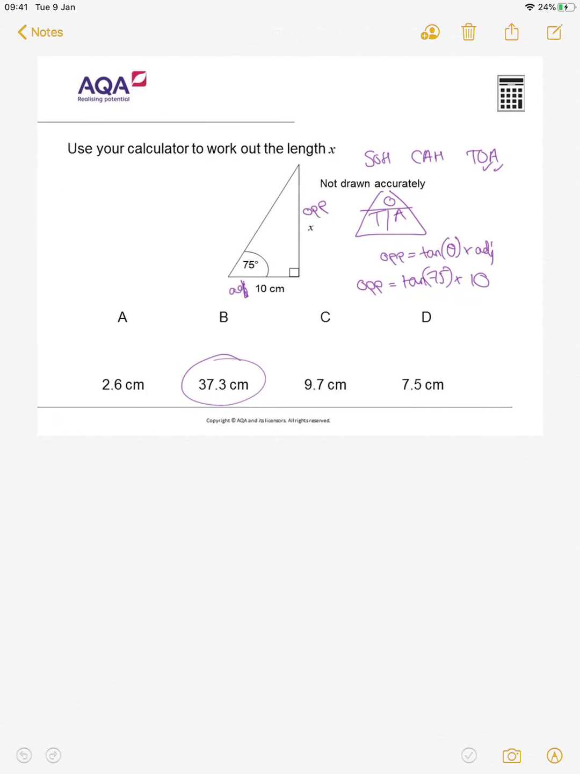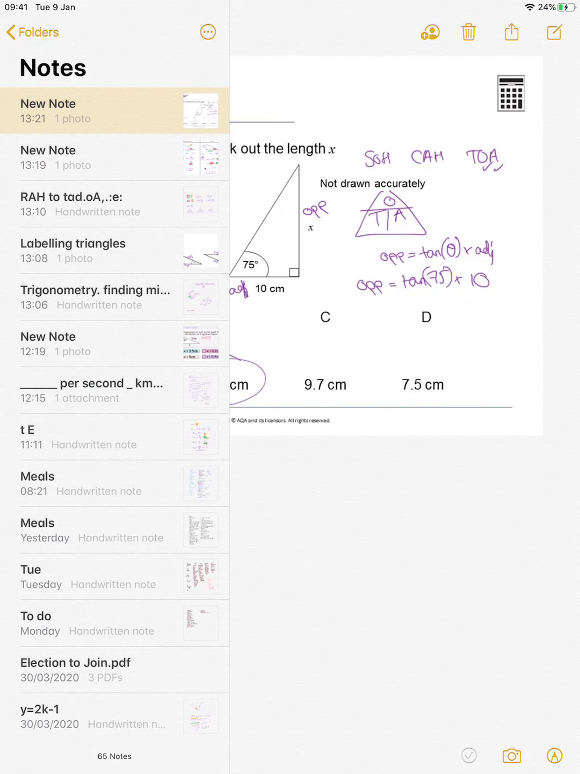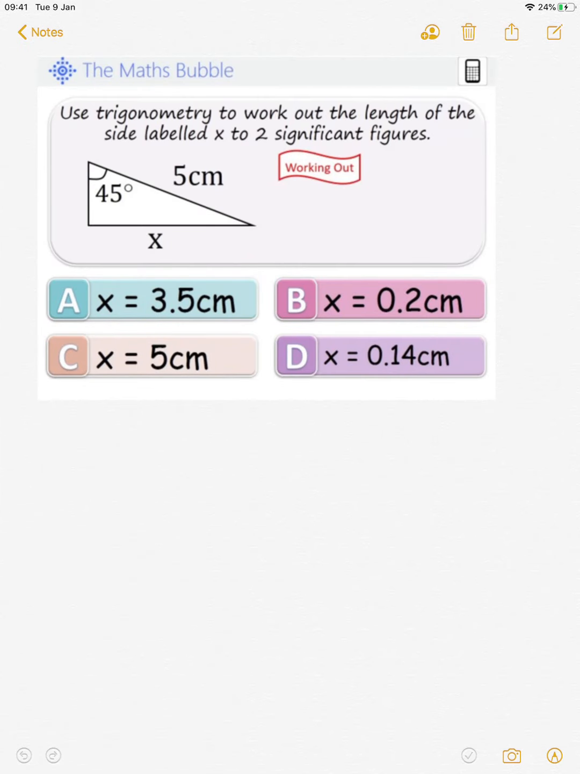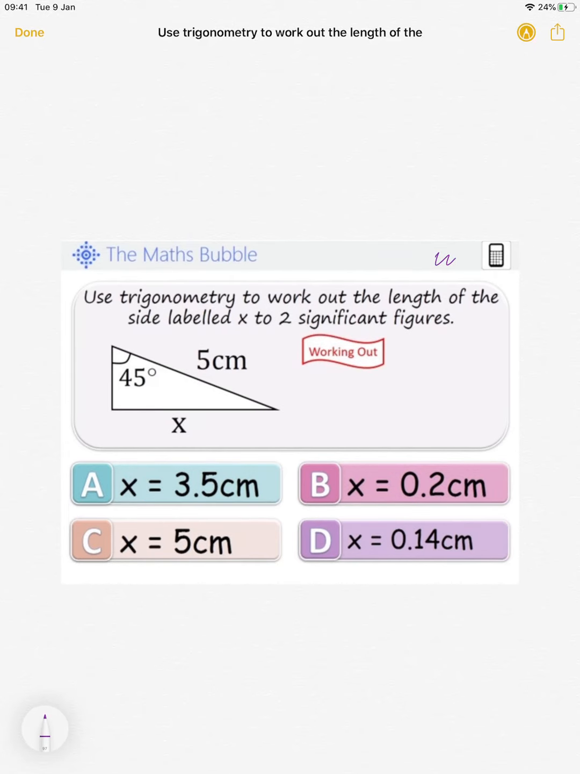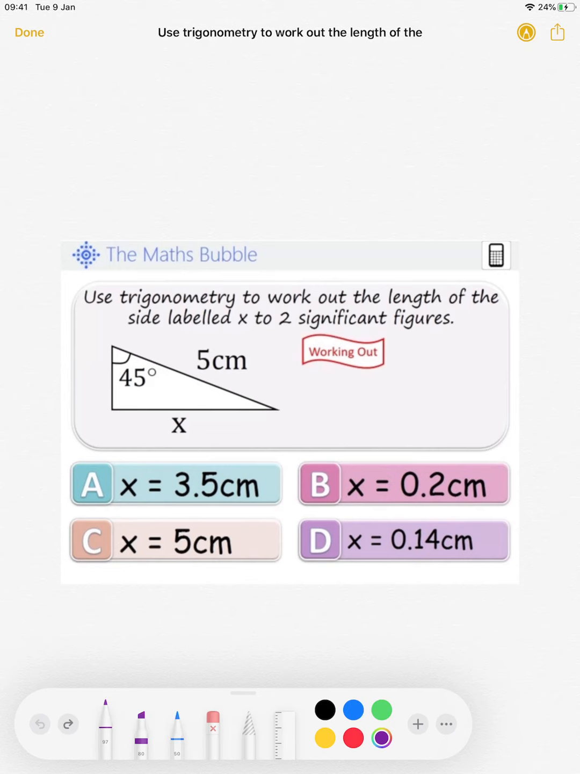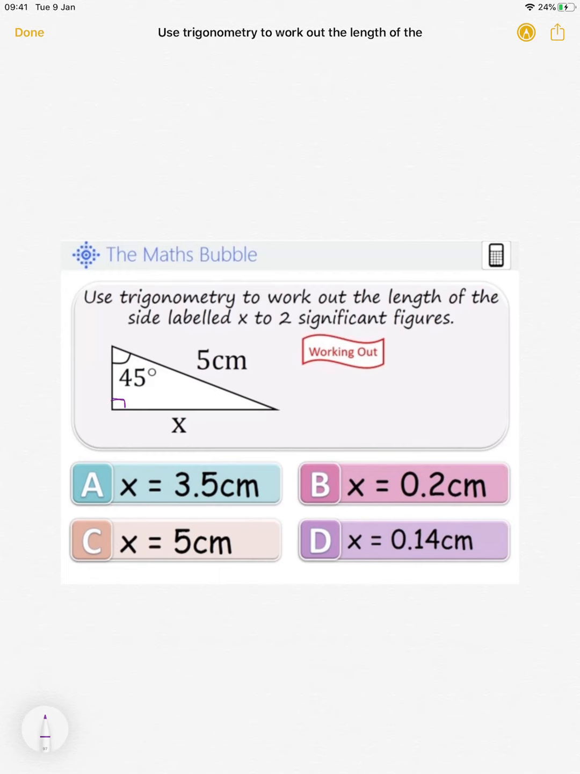Okay, last question to have a go at today. Right, so have a go at this question, pause the video, and I'll go through it. Okay, so labelling this triangle, well, my right angle is actually here, so this must be my hypotenuse. This is opposite the angle in question. So let's do the working out.